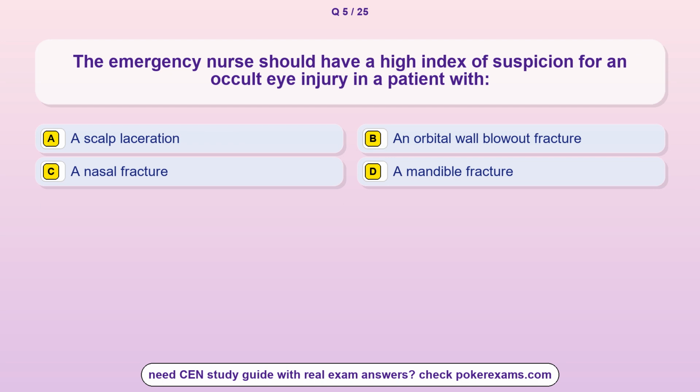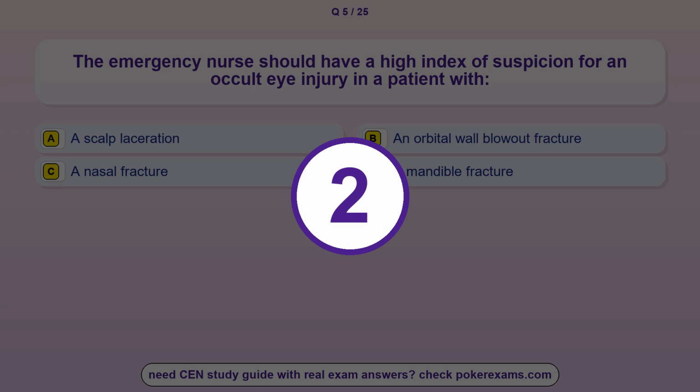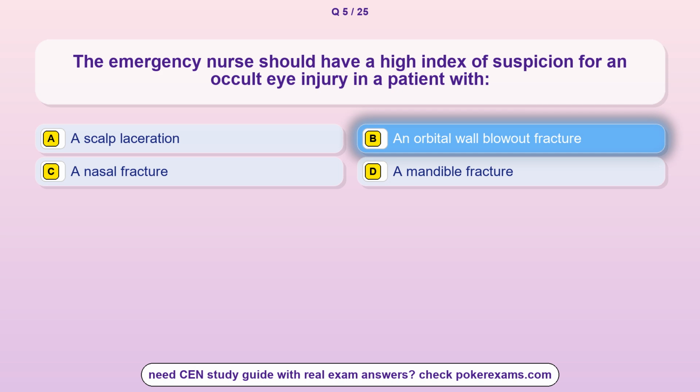Question 5. The emergency nurse should have a high index of suspicion for an occult eye injury in a patient with: Option A, a scalp laceration. Option B, an orbital wall blowout fracture. Option C, a nasal fracture. Option D, a mandible fracture. The correct answer is option B, an orbital wall blowout fracture.